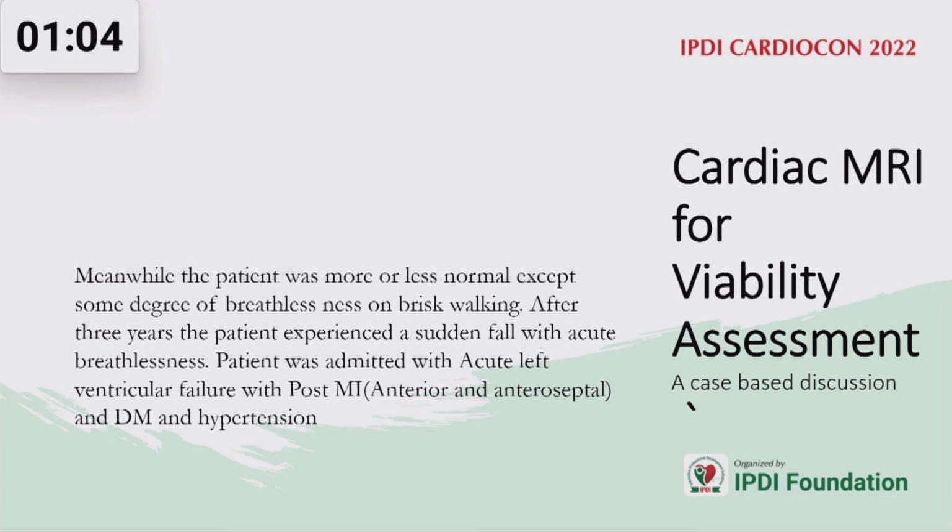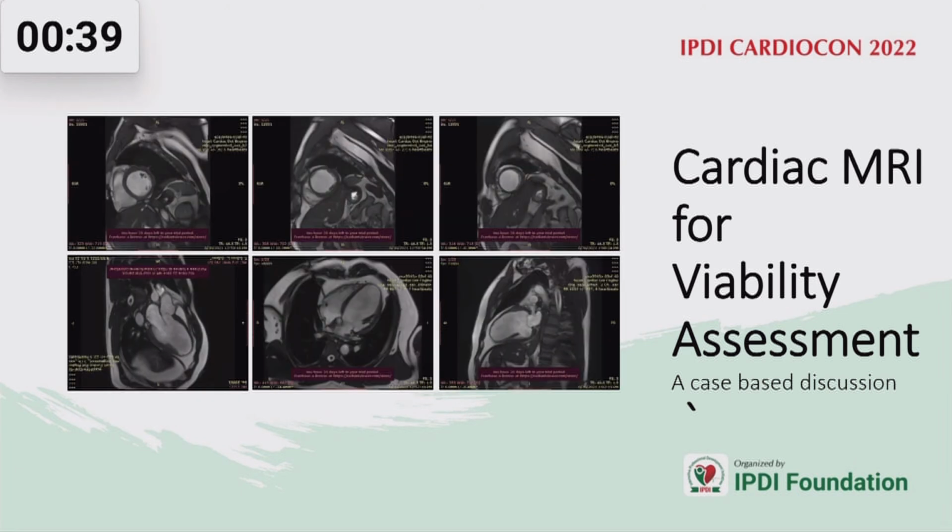After 3 years, the patient came to us. Meanwhile, he was more or less normal, except some degree of breathlessness on brisk walking. And he had an experience of sudden fall with acute breathlessness. The patient was admitted with the diagnosis of acute left ventricular failure, post-myocardial infarction, diabetes mellitus with hypertension. He was referred for a cardiac MRI.